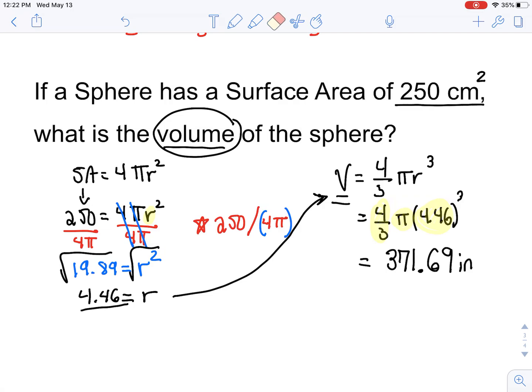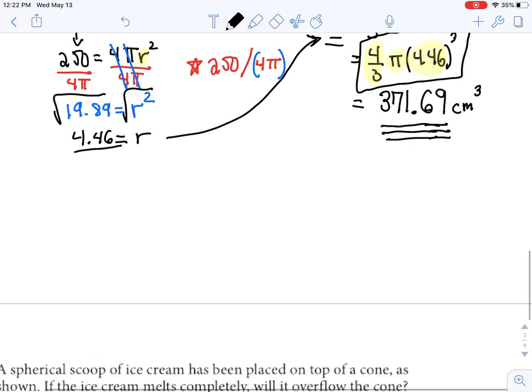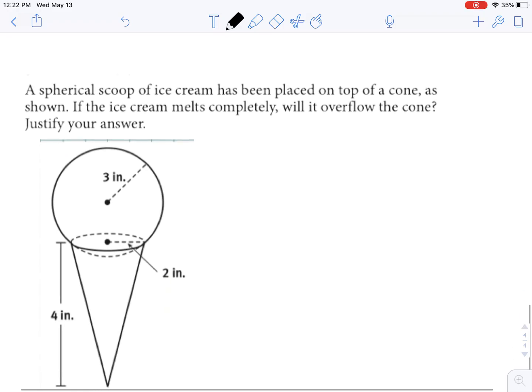371.69. This is volume, so this is going to be back to our centimeters cubed for our final answer. Now again, one thing to keep in mind, try to do as much of this problem without rounding so that the only time you actually round is at your very last step. I would highly recommend that you pause at this point and take a minute to go through these steps on your calculator. See if you get this exact answer without rounding anything until that last step.